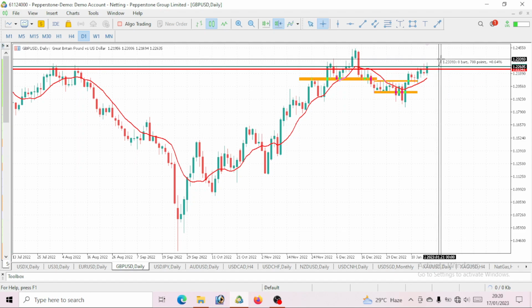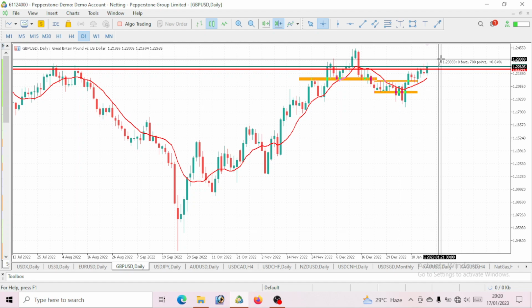Let's see if we can make about 70 pips. I'm watching out for a target of 80 pips. The level that I will be watching out for on GBP USD for the next day is a level of 1.23393. I'll say it again, 1.23393.